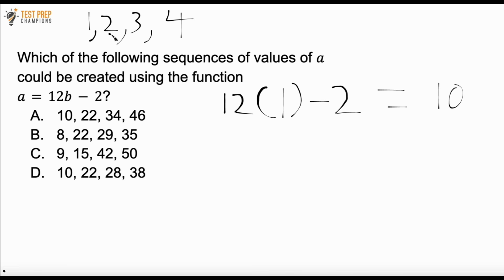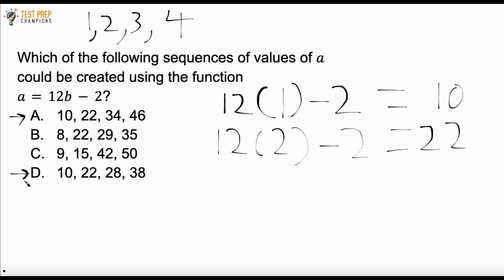Okay, so now let's test 2. So 12 times 2 is 24, minus 2 is 22. So it looks like the answer is either A or D so far. So let's try 3 now. So let's plug in 3 for b. So 12 times 3 gives me 36, minus 2 gives me 34.